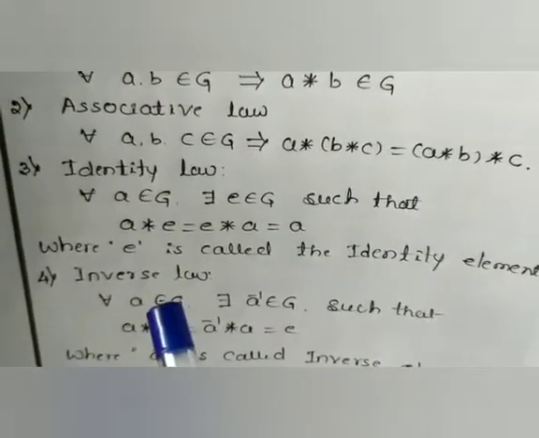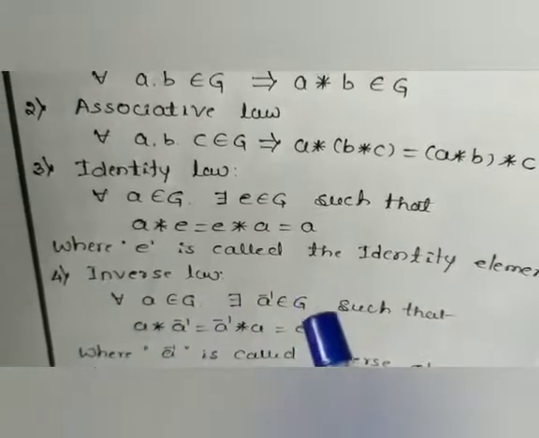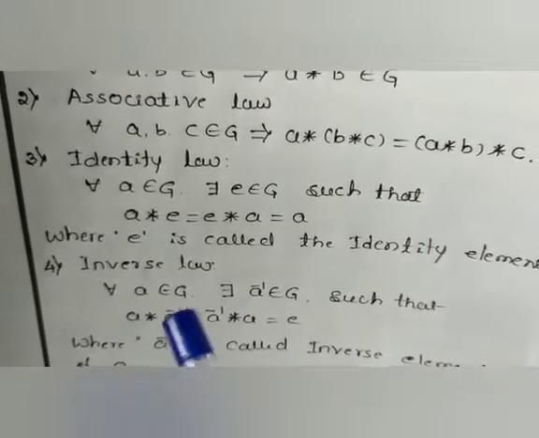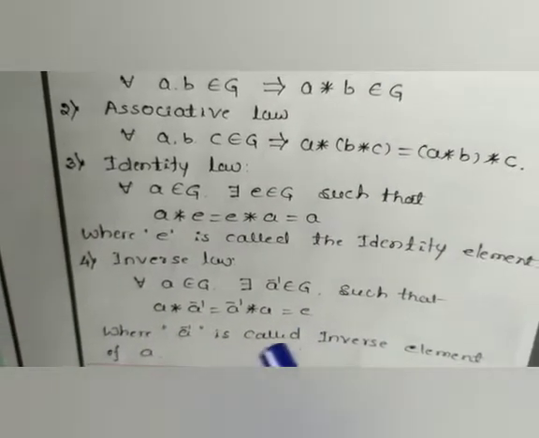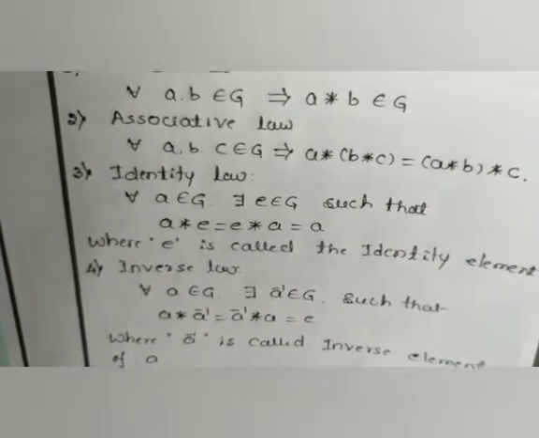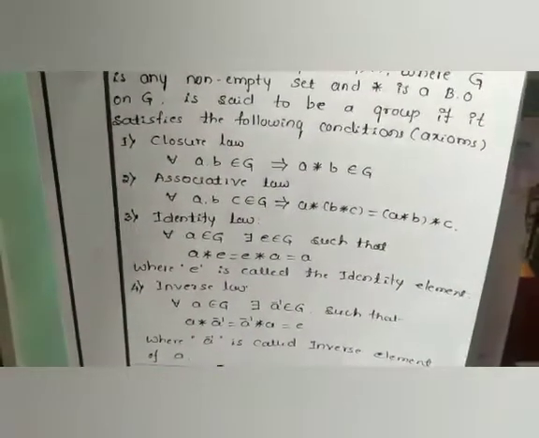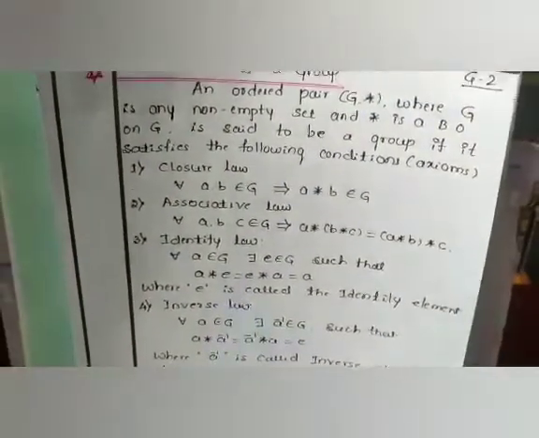It satisfies the inverse law also. For every a belongs to G, there exists a inverse belongs to G such that a star a inverse is equal to a inverse star a is equal to e, where a inverse is called the inverse element of a. If all the four conditions are satisfied by G star, then G star is called a group.